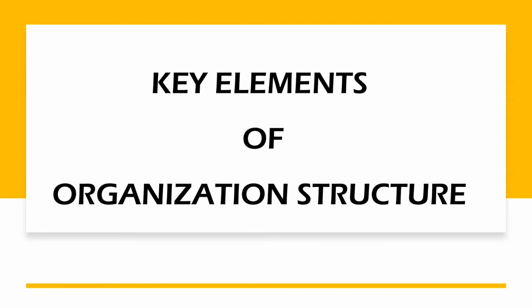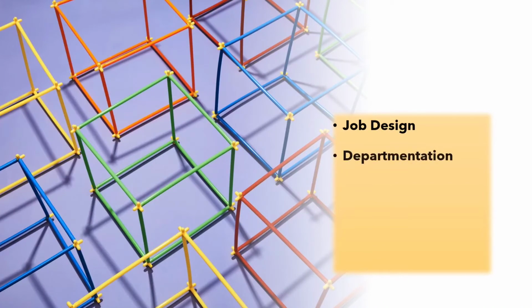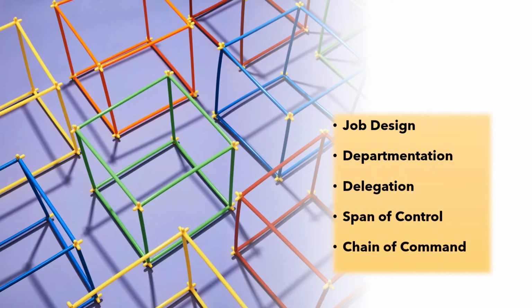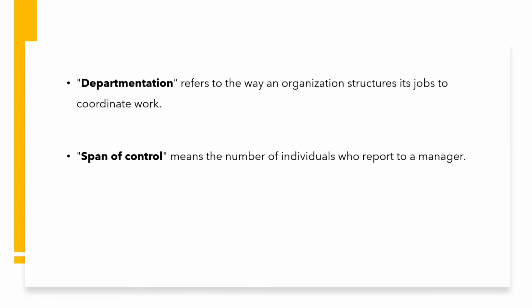Key elements of organizational structures. 5 key elements create an organizational structure. These are job design, departmentation, delegation, span of control, and chain of command. Departmentation refers to the way an organization structures its jobs to coordinate the work. Span of control means the number of individuals who report to a manager. And chain of command refers to a line of authority.